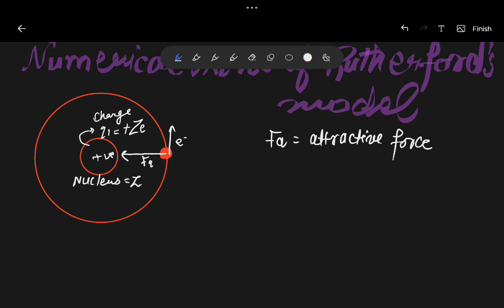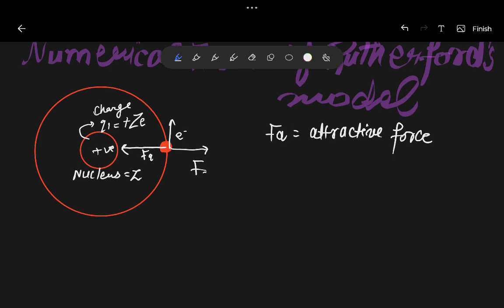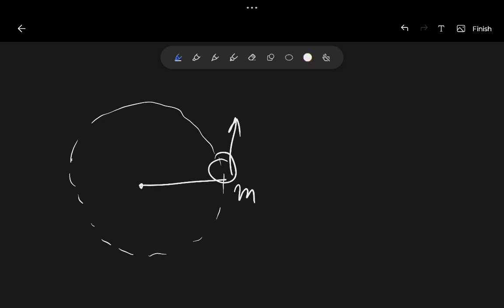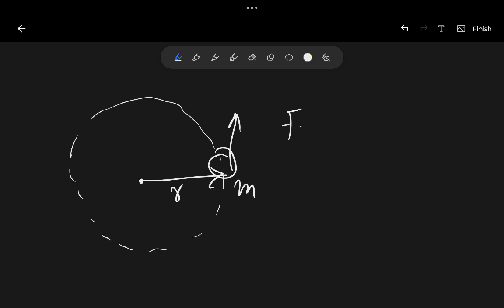Now you should know that there is some force on the electron which is called the centrifugal force. Let me show it with Fc. This is the centrifugal force. Let me tell you a little bit about the centrifugal force. Let us say this is an orbital path, and there is this electron of mass m, and it has some velocity, and this is the radius. Now there is some force, which is just the centrifugal force, Fc. It is mv squared upon r.